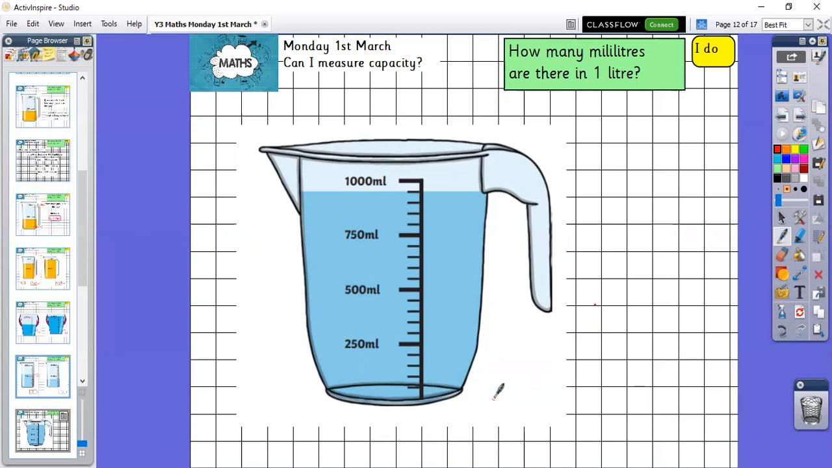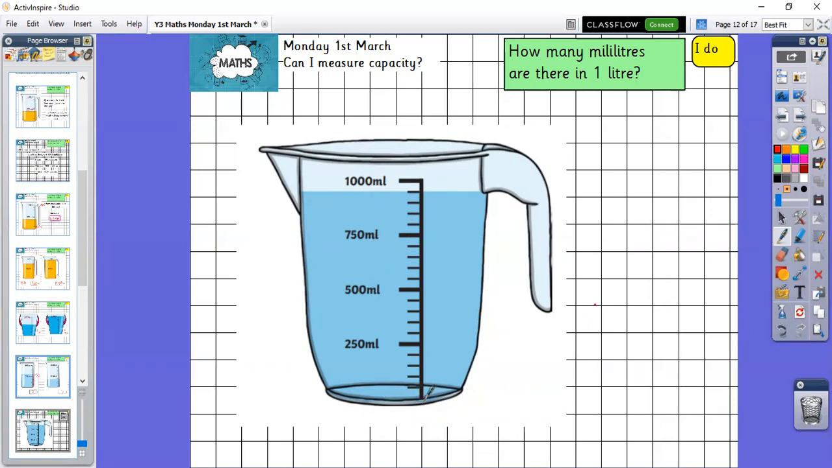Okay, so let's try and work it out. So, like we did before, we need to work out what the intervals are. We've got these longer intervals here, these big, thick, bold ones, and then we've got some smaller ones. Now, looking at where the water stops at this jug, I can see that actually it's less than 1,000 milliliters. It's more than 750, but in order to work out how much it is, I need to be able to work out what these smaller intervals are worth.